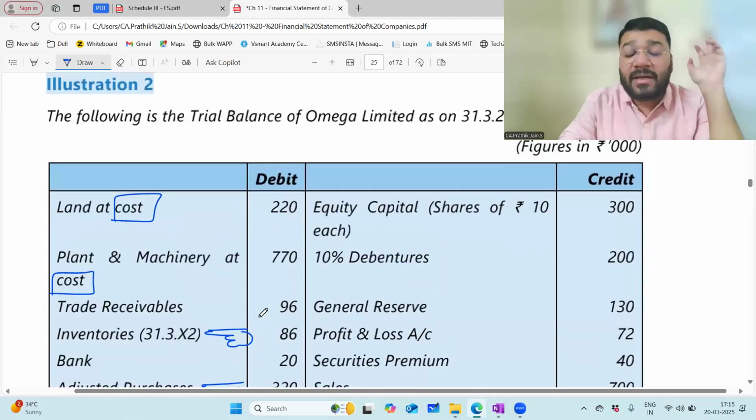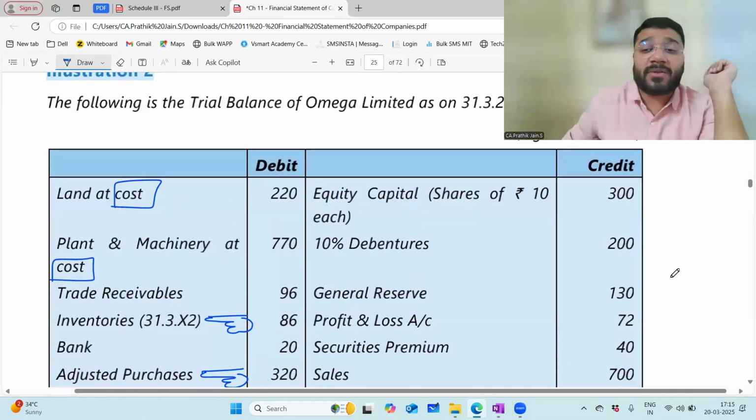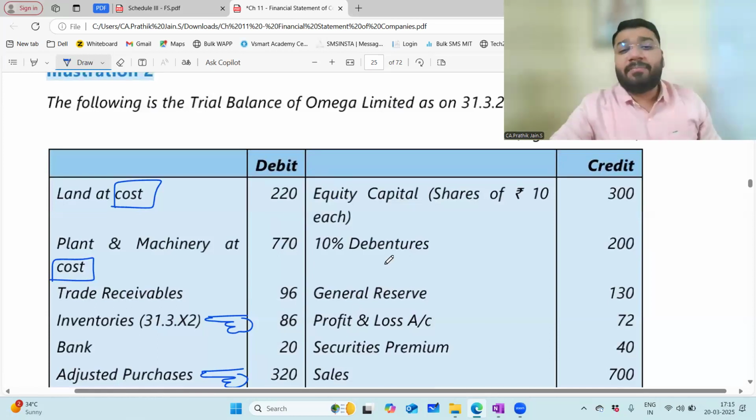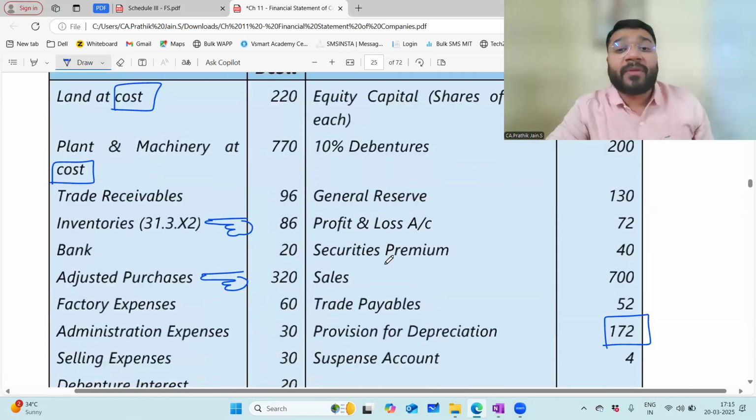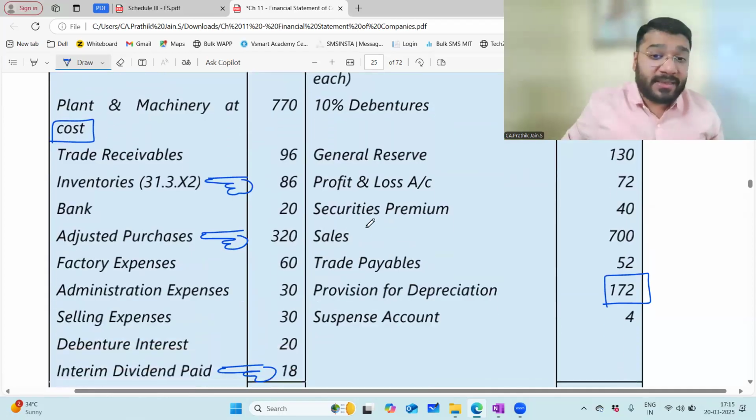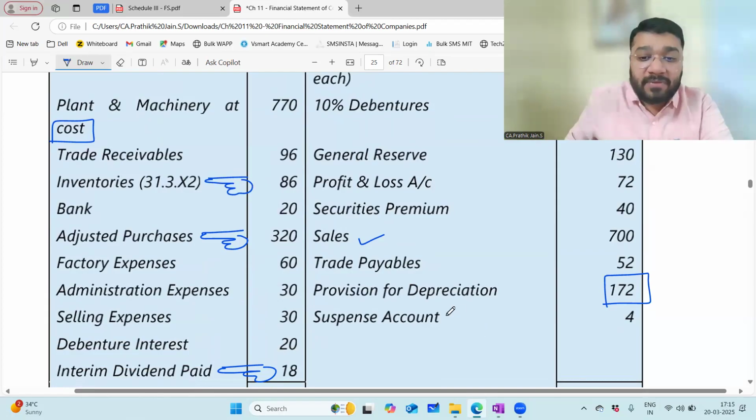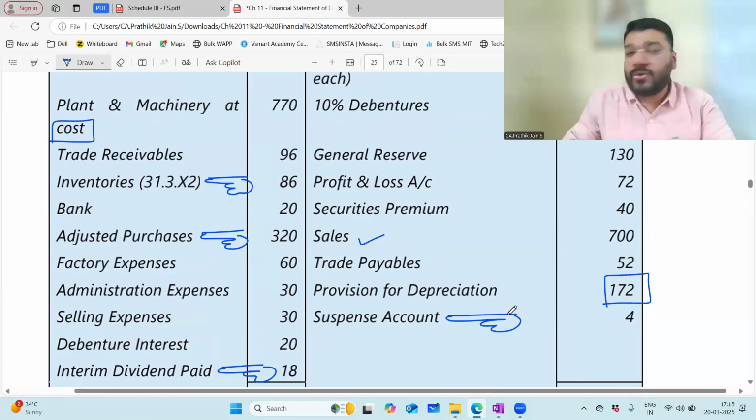Then on the credit column, we have equity capital 300 lakhs, 300,000, which is 3 lakh. Okay. 10% debenture is given, general reserve is given, profit and loss account is given, security premium is given, sales is given, trade payable 52,000 is given, provision for depreciation is given, suspense account 4 is given. Oh my God.